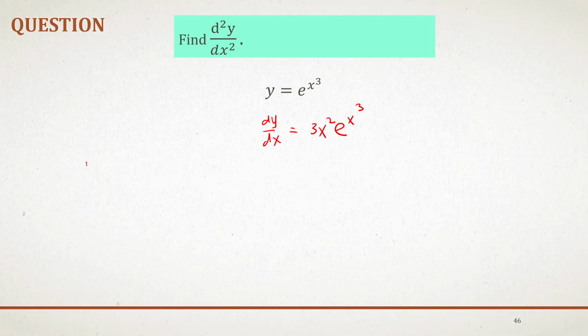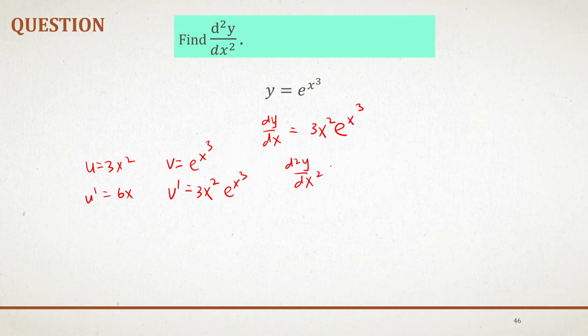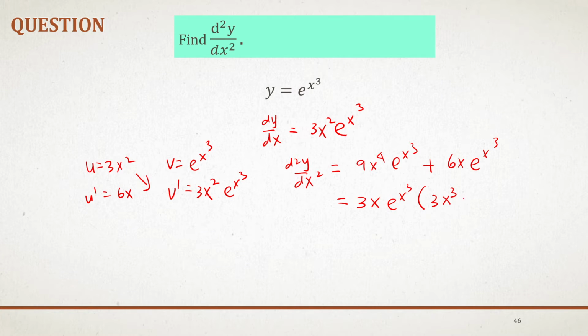So now my u, I take 3x squared. My v is e^(x cubed). So u prime is 6x, v prime is 3x squared e^(x cubed). So my d squared y over dx squared is u v prime plus u prime v, so it's 9x^4 e^(x^3) plus 6x e^(x^3). If you're interested, you can always factor out the common factor, 3x e^(x^3). So the first one becomes 3x cubed, and the second one becomes 2. So, settled.